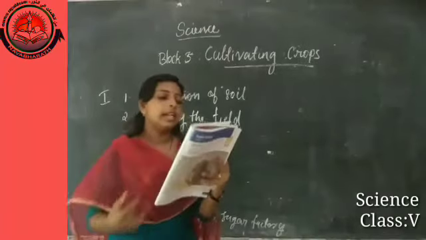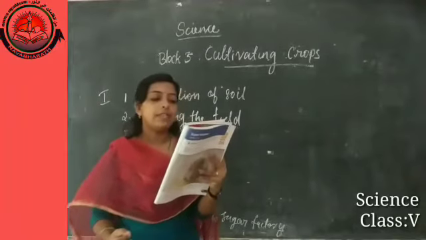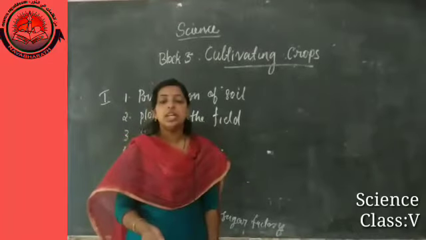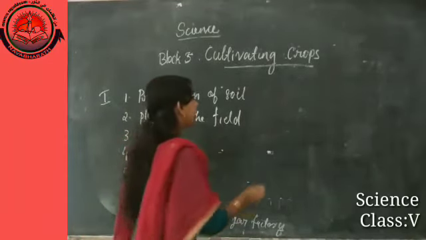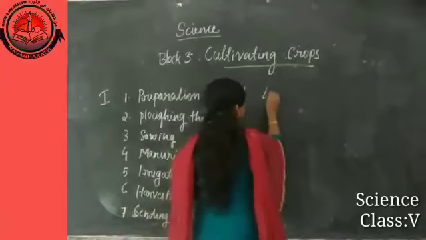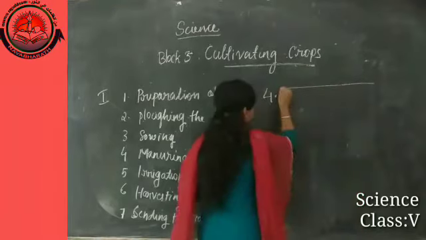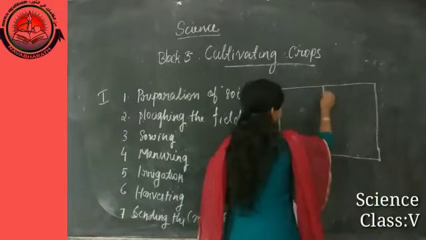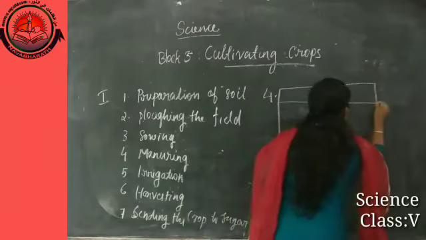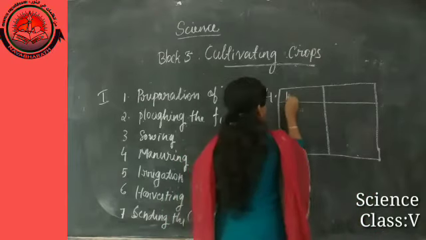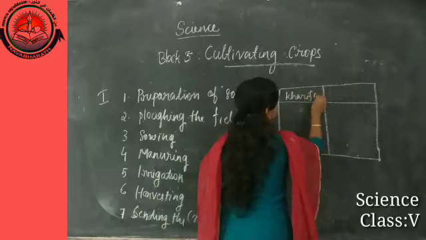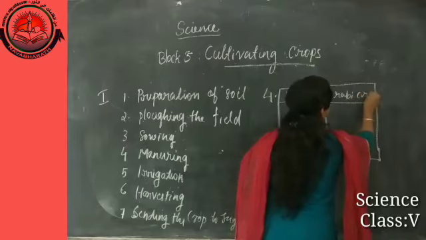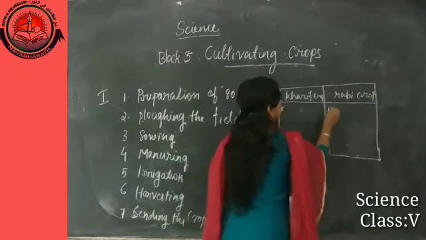Are you clear? Then the fourth one: what is the difference between Rabi and Kharif crops? Give 4 examples of each. Here it is asking about the difference, so when you are writing the answer to our fourth question, you have to make a table with columns. Here you write Kharif crop, and here Rabi crop. Only the difference is asked here, right?